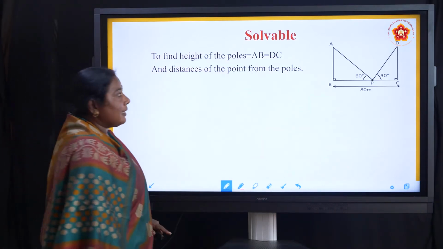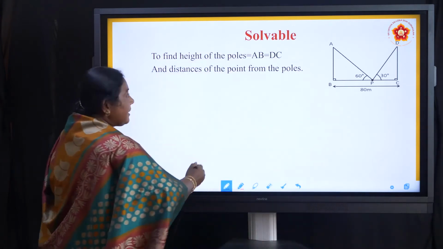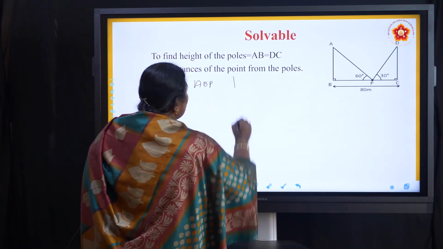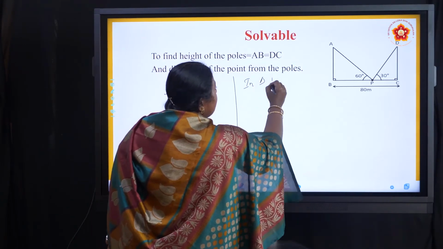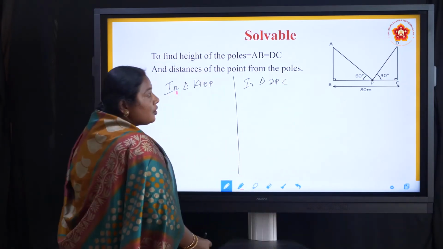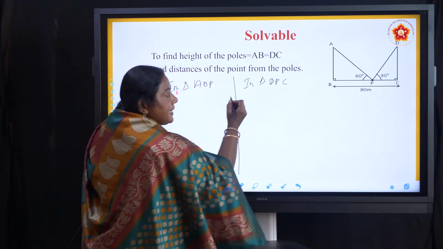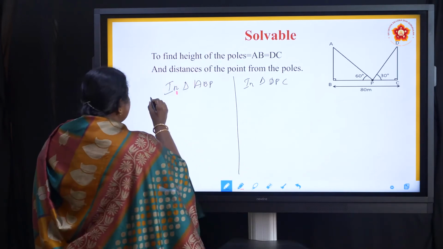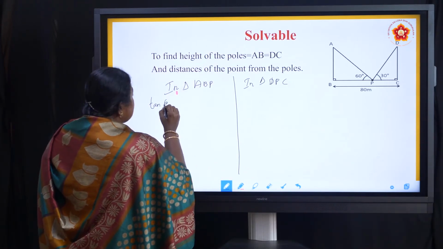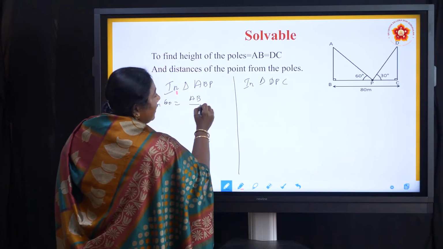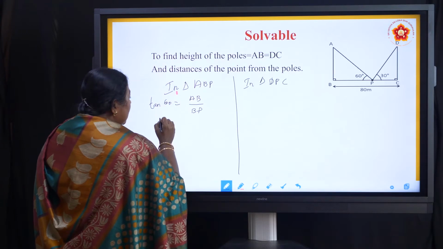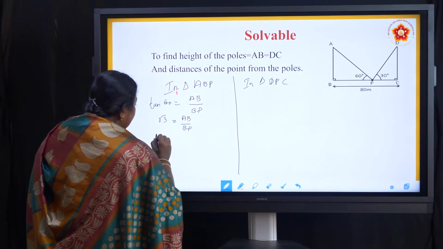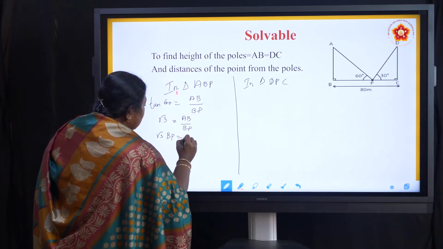So let us solve the sum. How to solve? Take the two triangles separately. In triangle ABP and in triangle DPC. Okay. So here angle ABP is 60 degrees. I want to relate BP and AB. Who is the person relating both? Tan 60 is equal to AB by BP. So tan 60 is root 3. Root 3 is equal to AB by BP. So cross multiply it. Root 3 BP is equal to AB.